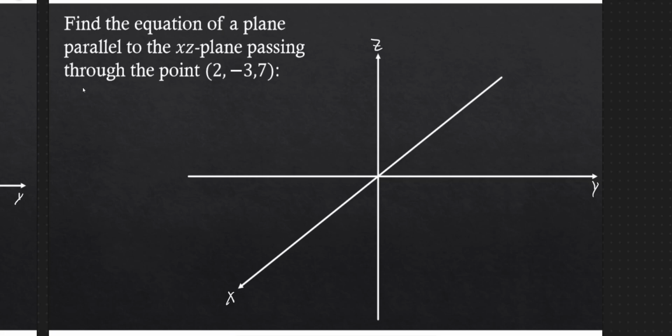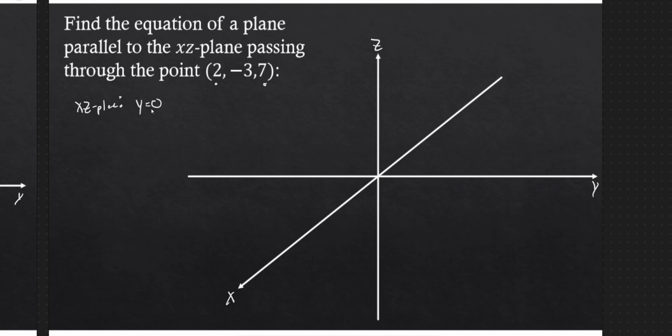The xz plane, remember, has just y equal to 0. Our equation for that plane is y equals 0. Any x values are fine, any z values are fine. So these can be anything we want. This can be anything we want. But here, our y value is 0. That gives us the coordinate plane. We want one that goes through the point (2, -3, 7).